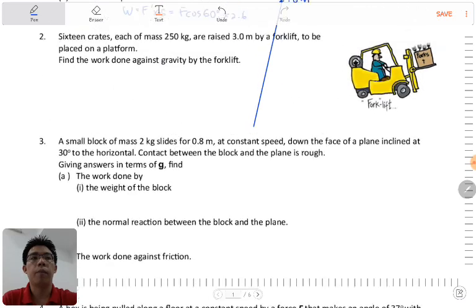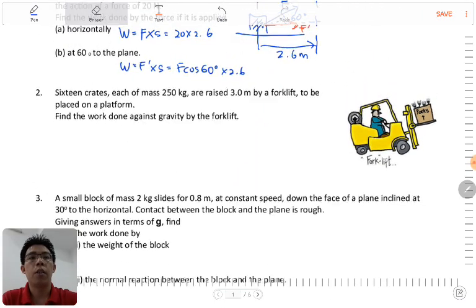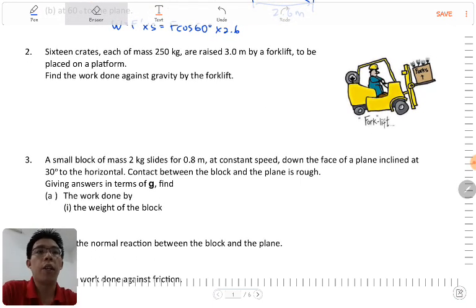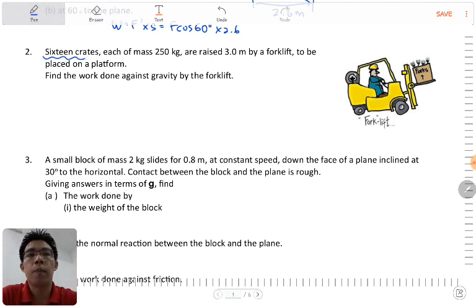Second example. We have a forklift here, lifting 16 crates. Each of them is 250 kg, raised 3 meter. So you can see the fork here. Right, so raised 3 meter to be placed on a platform that is 3 meter high. Find the work done against the gravity by the forklift. So, work done against the gravity.